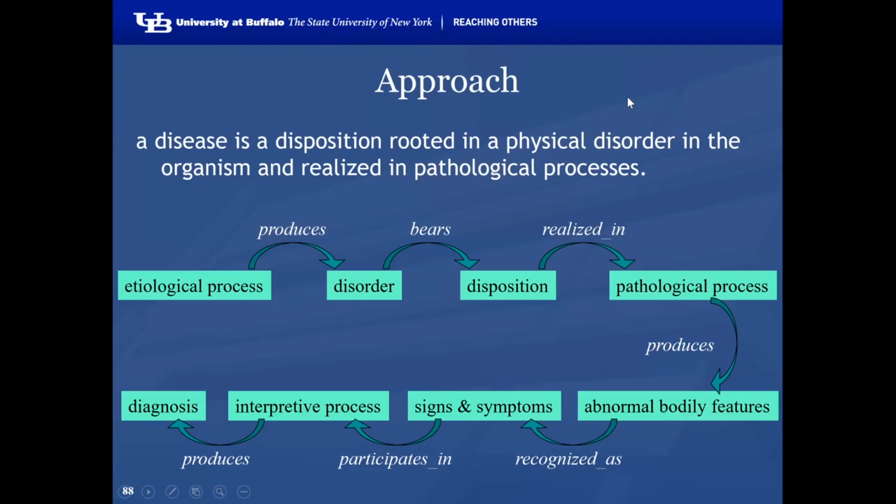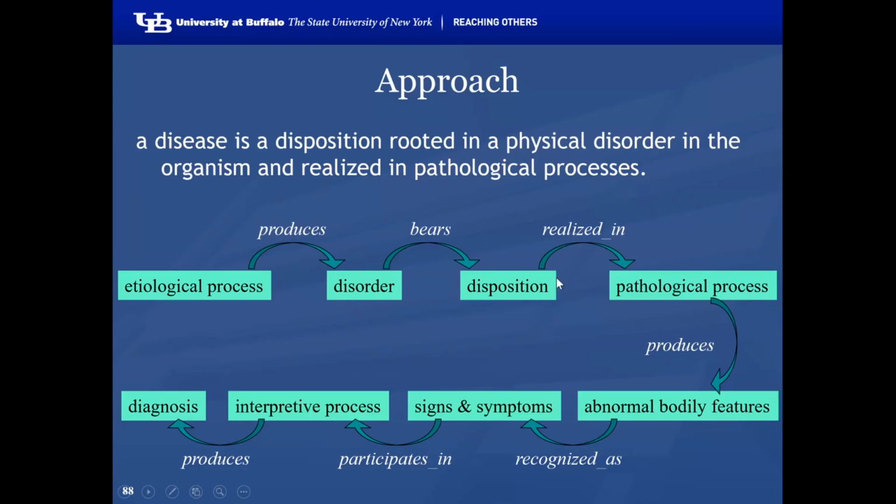So a disease is a disposition. Remember, I explained to you what a disposition is. Rooted in a physical disorder in the organism and realized in pathological processes. The chain that you get is then this, okay? So you have an etiological process, let's say like a car accident or whatever, or a bacterium that gets in your bloodstream. So that produces a disorder.